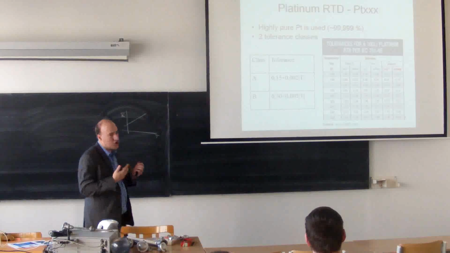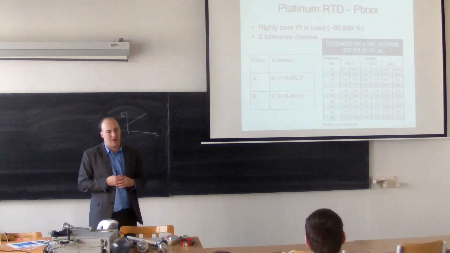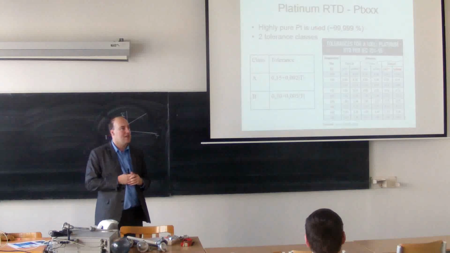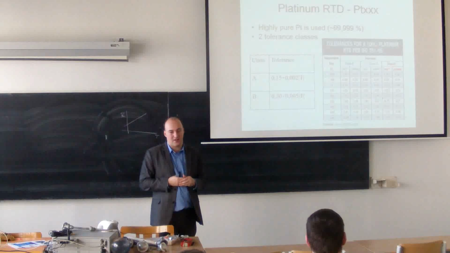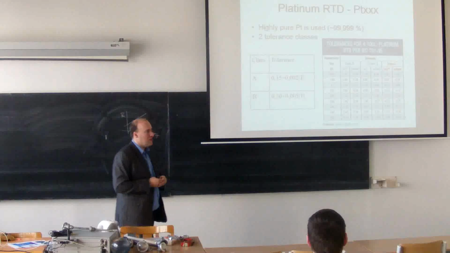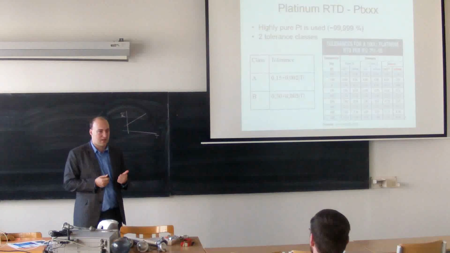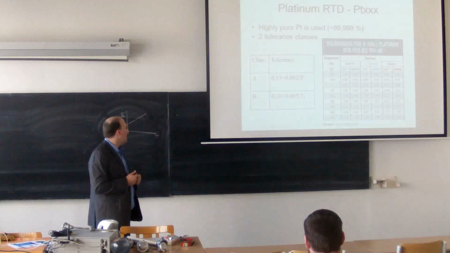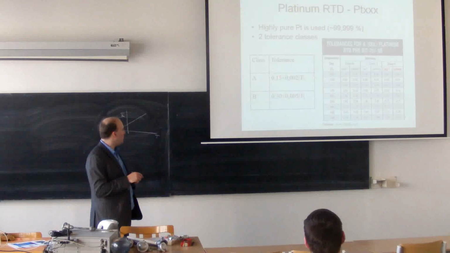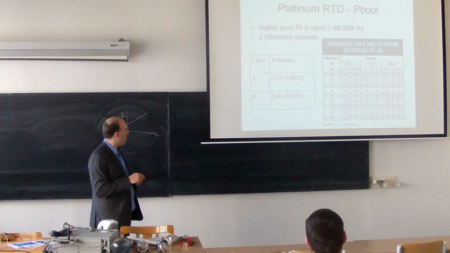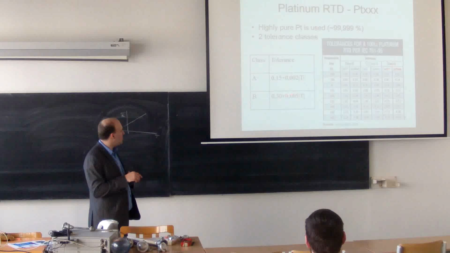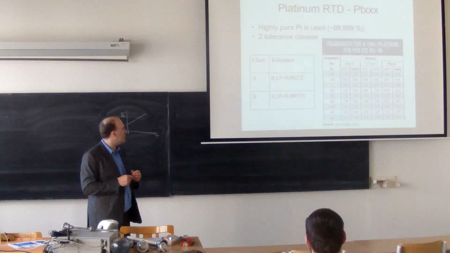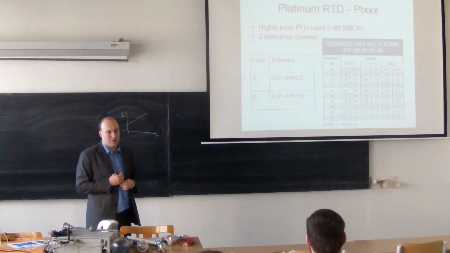Now, how about precision? What can we expect from a PT100? It depends on the purity of the platinum that is used in the sensor. There are 2 classes of accuracy defined for the PT100. The class A gives you about 0.15 plus 0.002 times the temperature. So it's more accurate than class B, which has about double the interval where you can expect it.